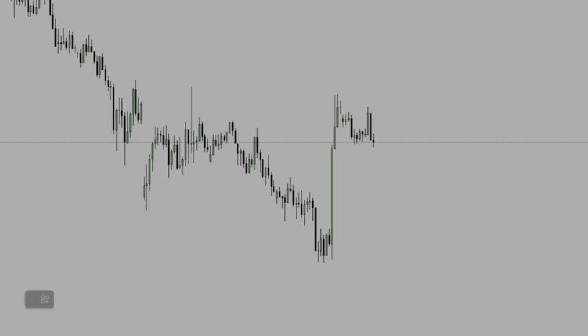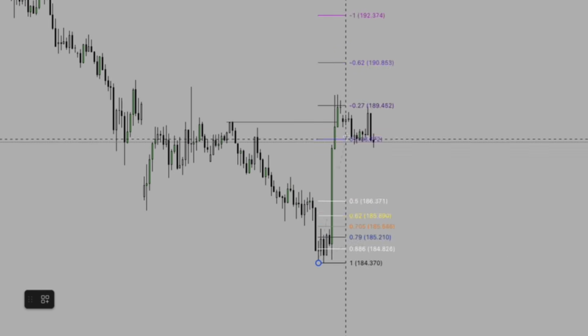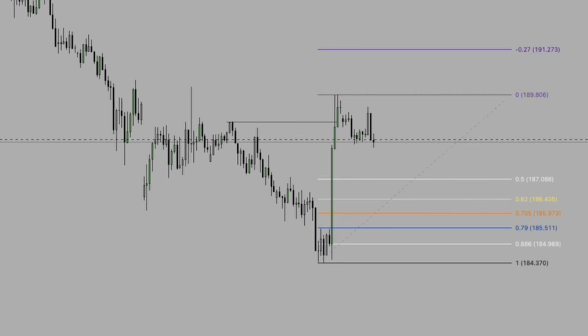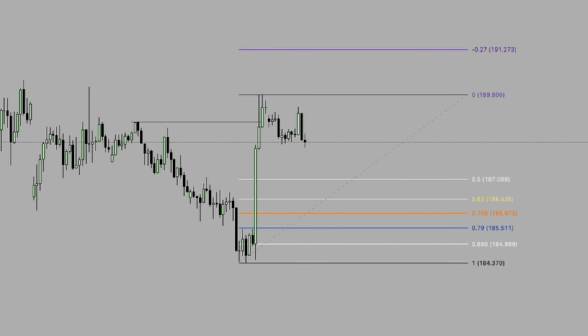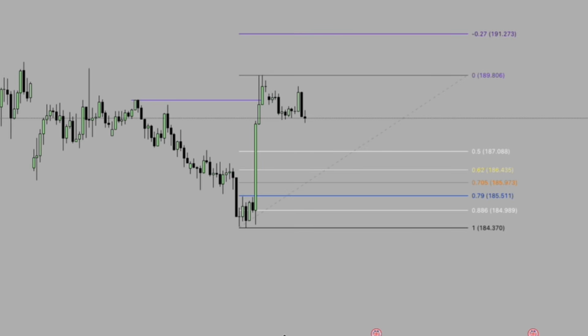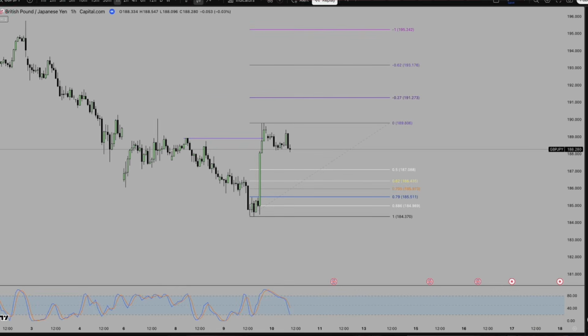So since structure is broken to the upside here, what I will now do is pull the Fibonacci level from the bottom here up to this point. And I'm looking to enter this market at the OTE level. Now, another thing I can do for confirmation is to pull out the Stochastic RSI. So let's see how this goes.